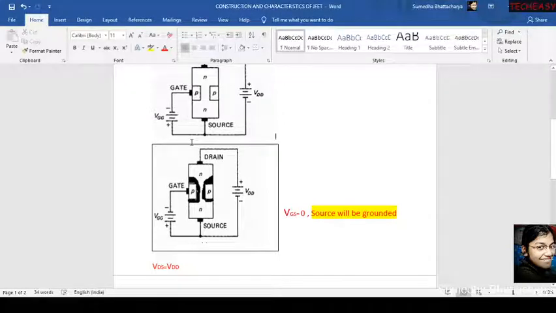So because the gate is at lower potential and the drain is at high potential, a reverse bias is created, and in case of reverse bias the depletion region will be thicker. We have studied that. For this reason, here the depletion region will be increased and will be thick.